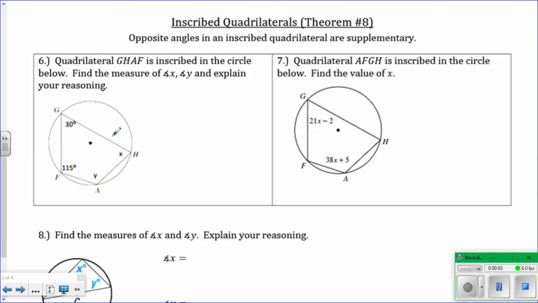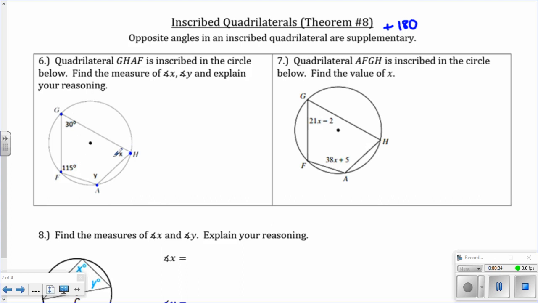And theorem 8 says that opposite angles in an inscribed quadrilateral are supplementary. So an inscribed quadrilateral, a 4-sided figure, the angles are all inscribed, which means each of the vertices are on the circle. And the theorem tells us that the opposite angles are supplementary, meaning they add to 180. So if you want to make a little note, when you add the angles across from each other, they will add to 180.